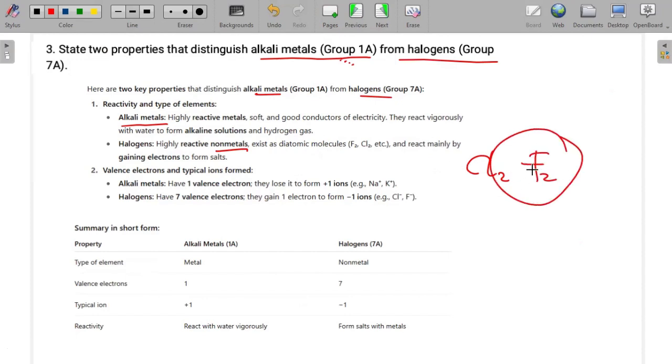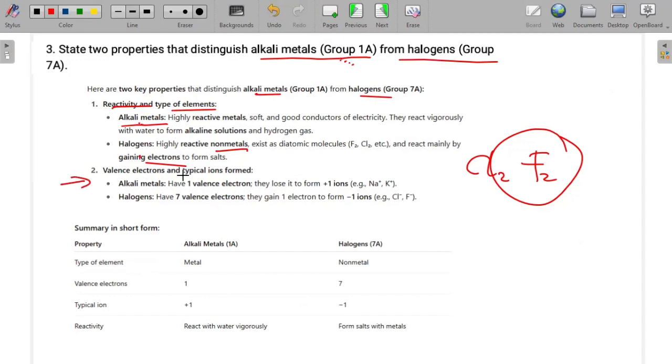So they exist as diatomic molecules, and they react mainly by gaining what? Electrons. So the alkali metals react by losing electrons, and these halogens react by gaining. So that was difference number 1, the reactivity and type of elements they are.